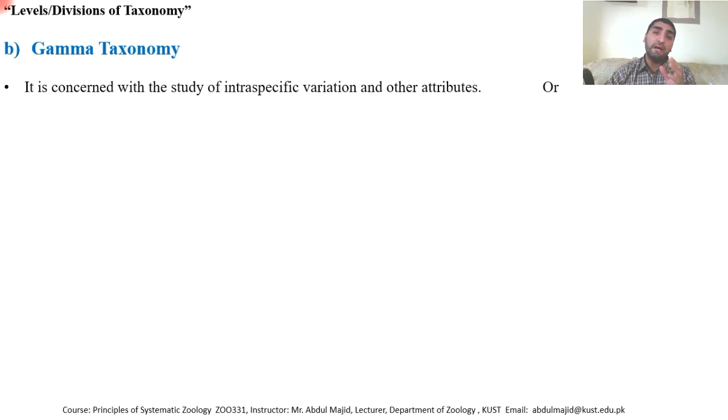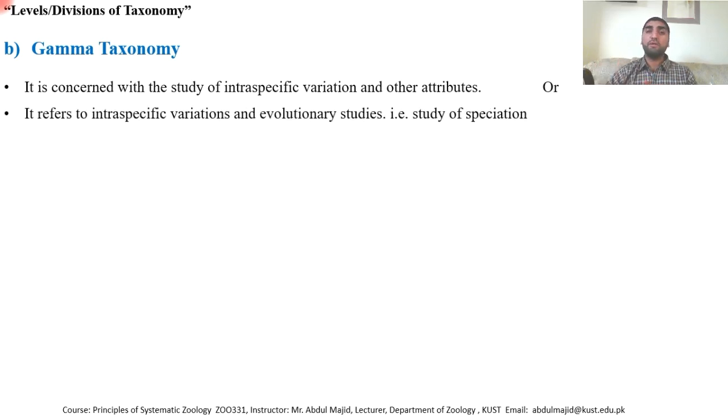Now you are at gamma level because you passed through species level, and now you are in subspecies and intraspecific variations. So this level is a bit more complicated one. This phase is known as gamma taxonomy, or you can define it as referring to intraspecific variation in evolutionary studies, and actually this is the study of speciation.